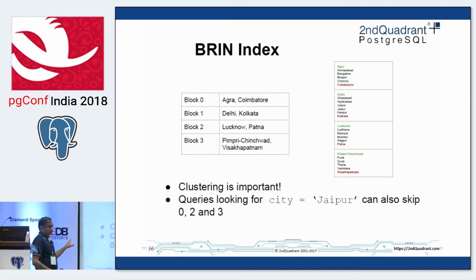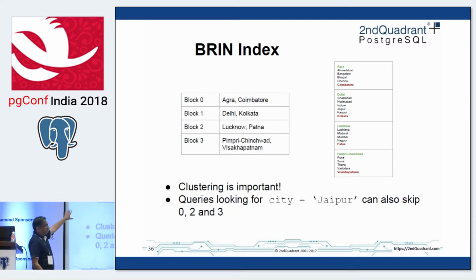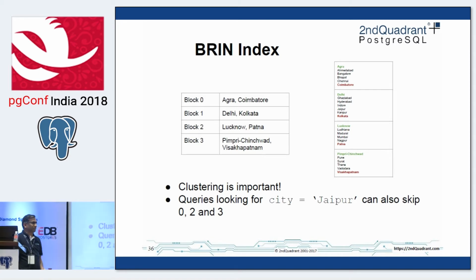A good way to use BRIN indexes is to make sure that your heap is as sorted as possible. So in this case, if I have sorted the heap completely and you build a BRIN index on top of that, when you are looking for city Jaipur, for example, you can skip blocks 0, 2 and 3 completely and just go to block number 1 and look for all tuples in that particular block.